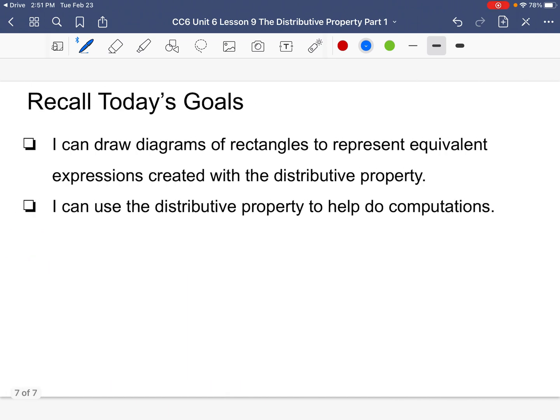So you saw today how to draw diagrams of rectangles to represent equivalent expressions created with the distributive property, and you saw how to use the distributive property to help do computations. And that's the end of today's lesson.